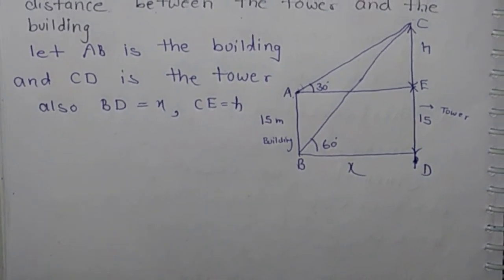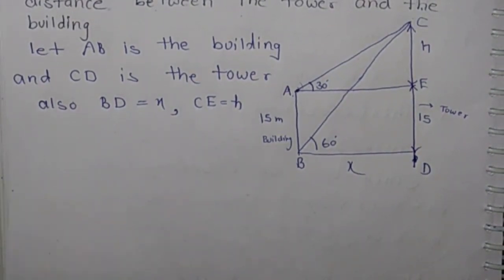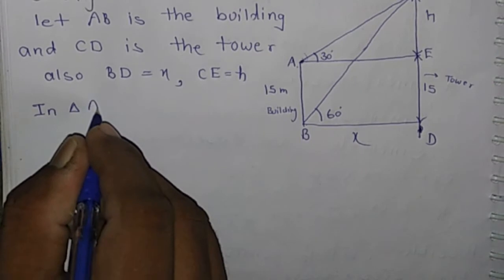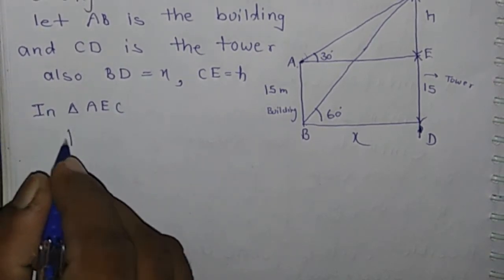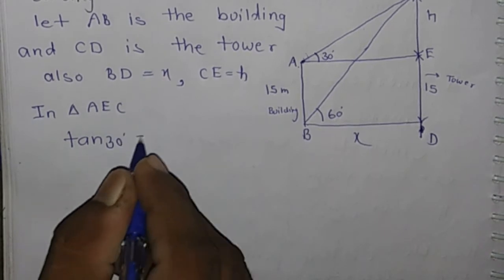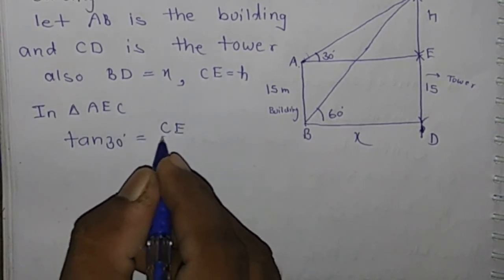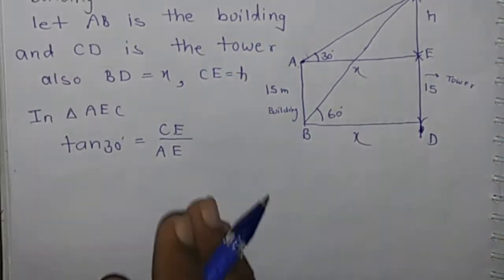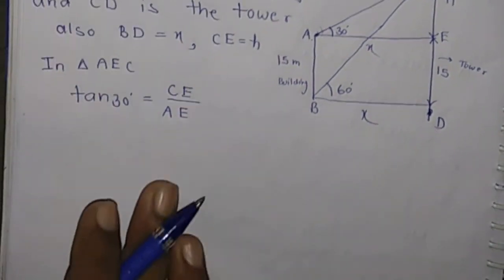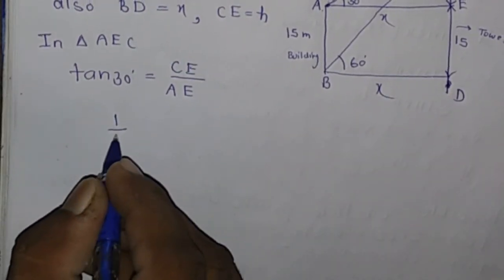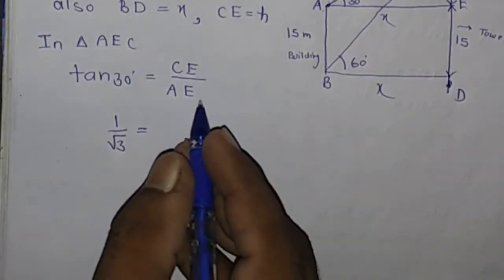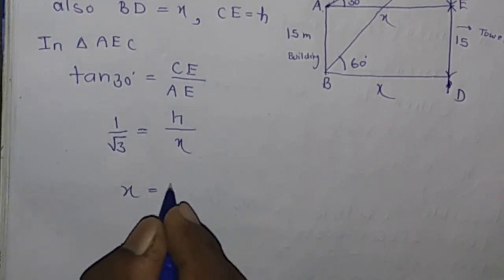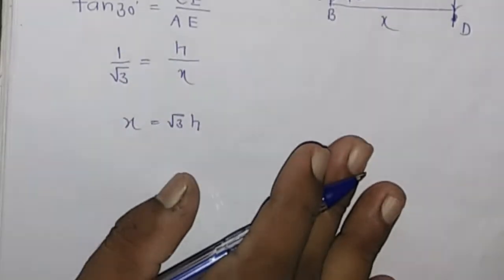Now in triangle AEC, tan 30 degree equal perpendicular upon base. Since BD is X, then AE is also X. Tan 30 is 1 by root 3. CE is H and AE is X. Then value of X is root 3H. It is value of X.